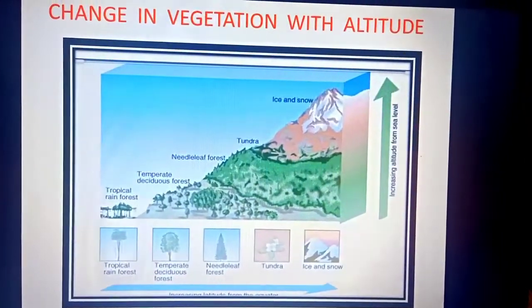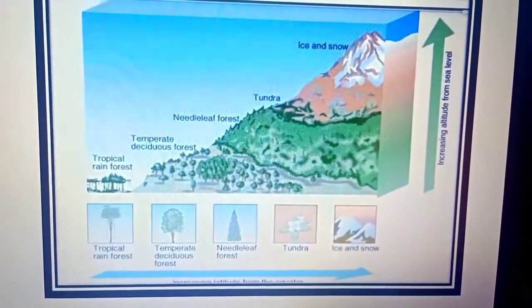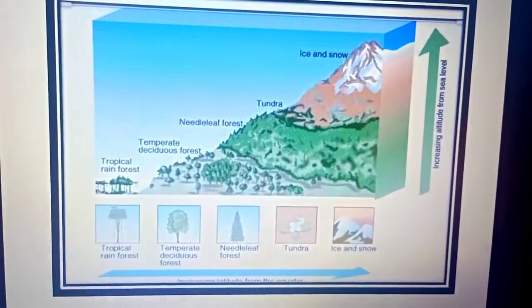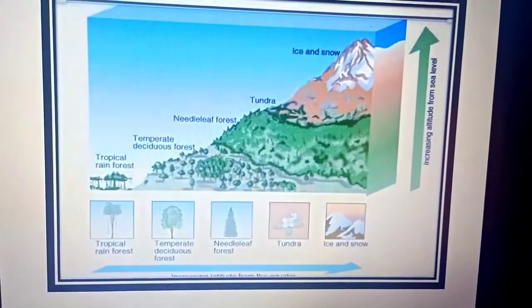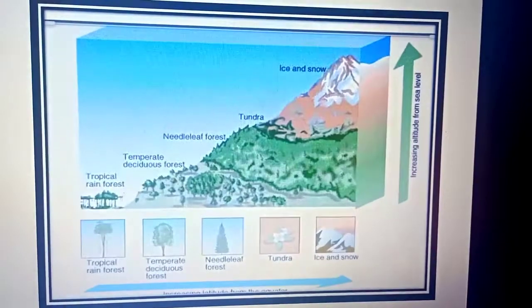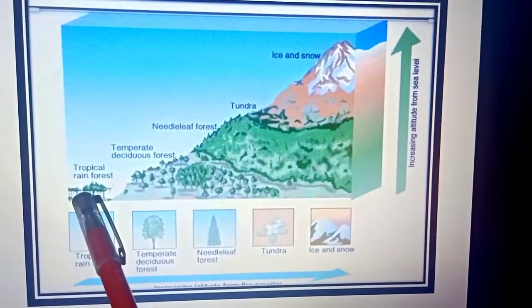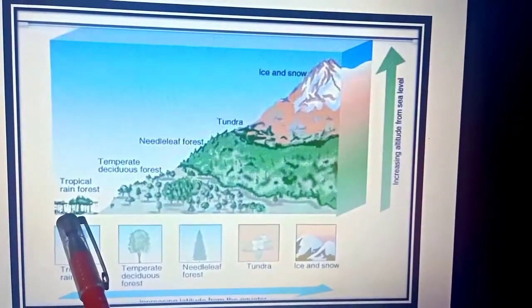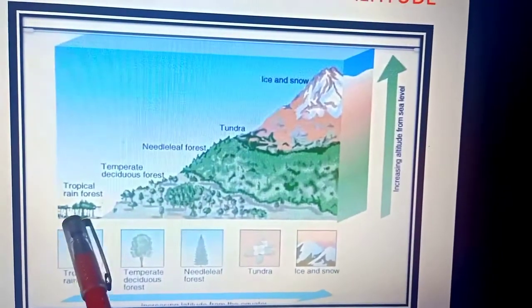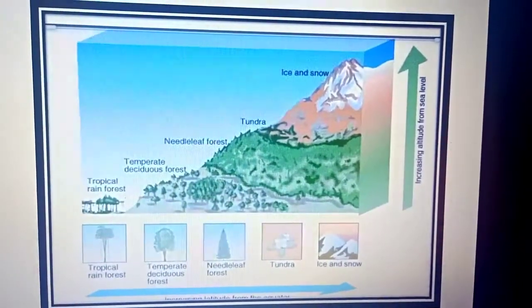So here I have tried to show how, with increase in height, the nature of vegetation changes. Look at the diagram very carefully and listen to what I say. I'll use a pointer to make it easier. This is the foothill area, or the lowest part of the slope. Here the rainfall is more and the temperature is not that low. So a good amount of rainfall encourages the growth of tropical rainforest.